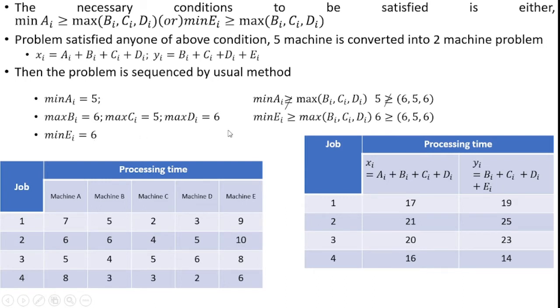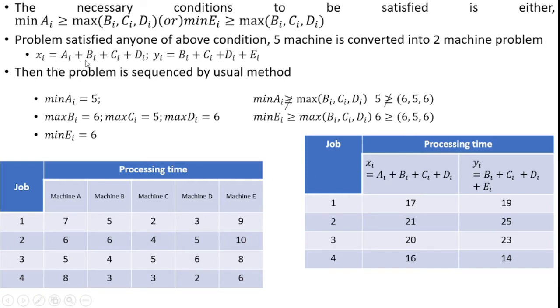After that, I examined the condition. The minimum of A is equal to 5, but the maximums of B, C, D are 6, 5, 6. So this condition is only just satisfied, as equal to is available. Then I check the other condition: the minimum of E is equal to 6, and this is also 6, 5, 6. Here also the condition holds with equality, not greater than, but lying on equal, so I can convert the 5 machine problem to a 2 machine problem.